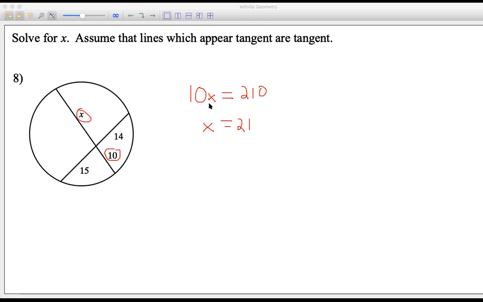How do you get rid of the 10? How is 10 attached to x? Is there a plus, minus, division sign, or multiplication symbol between them? There is. So how do you get rid of multiplication? That's why we divided both sides by 10, and that's where the 21 came from.